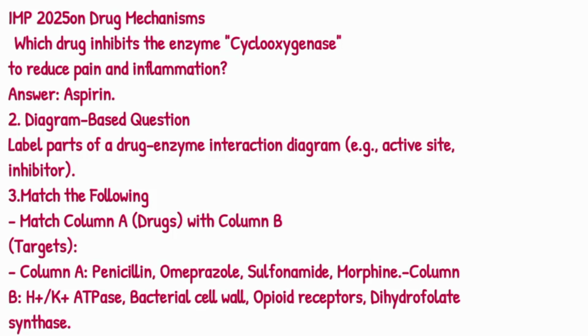The third one is match the following. Match column A and column B. Column A is penicillin, omeprazole, sulfonamide and morphine. Column B is H+/K+ ATPase, bacterial cell wall, opioid receptors, and dihydrofolate synthase.